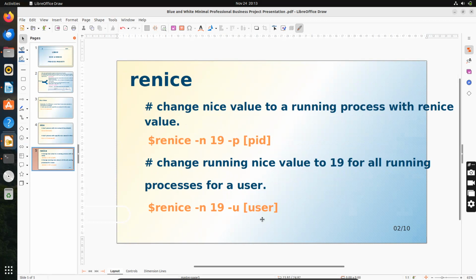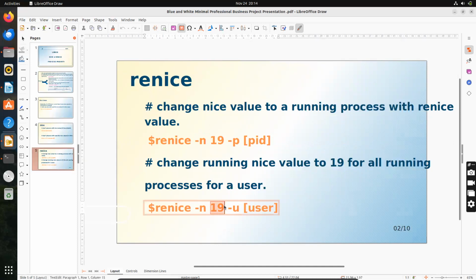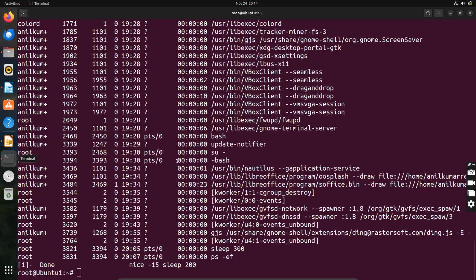If any user comes and wants to run processes now, but all the processes have been waiting for a very long time, then we can use the renice command and update the priority value to -20 like that. We can give the username. If we mention -u, it's a username. If we mention -p, it's a process ID. So I will run this in a terminal.